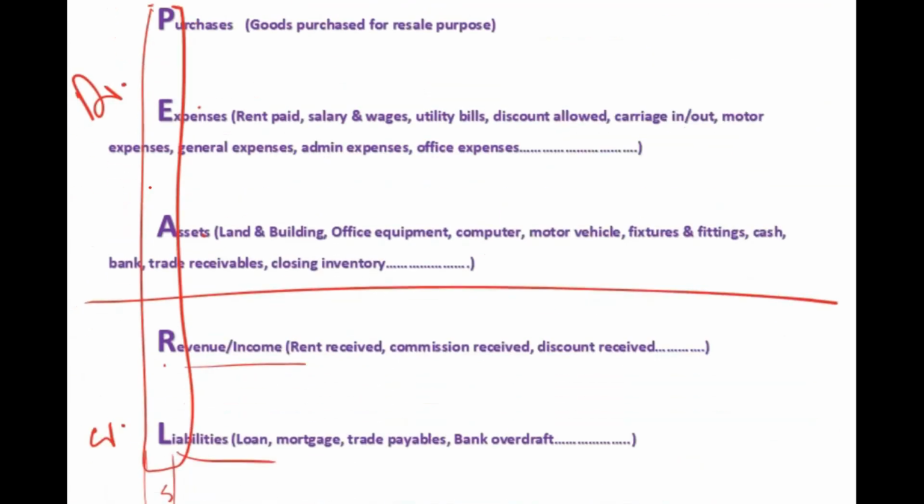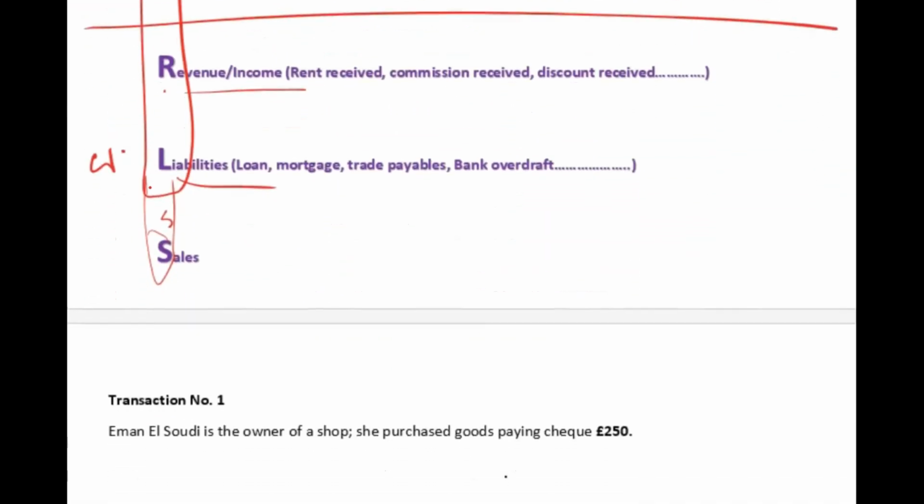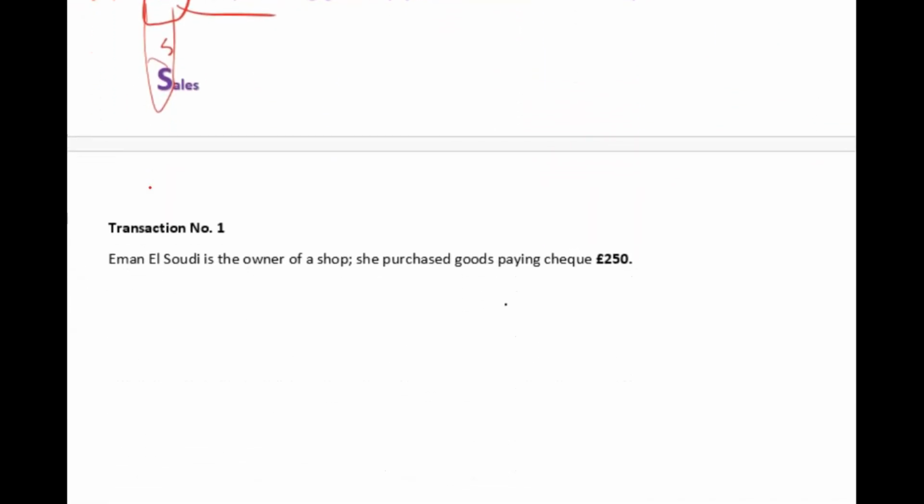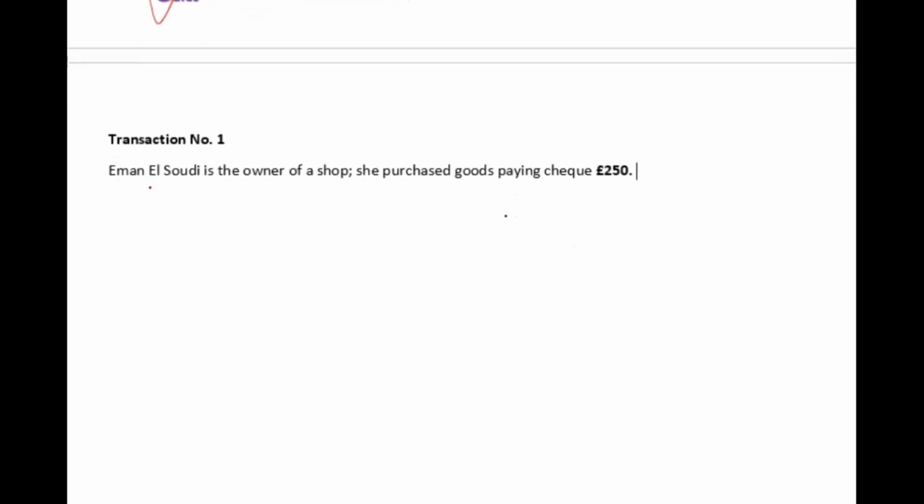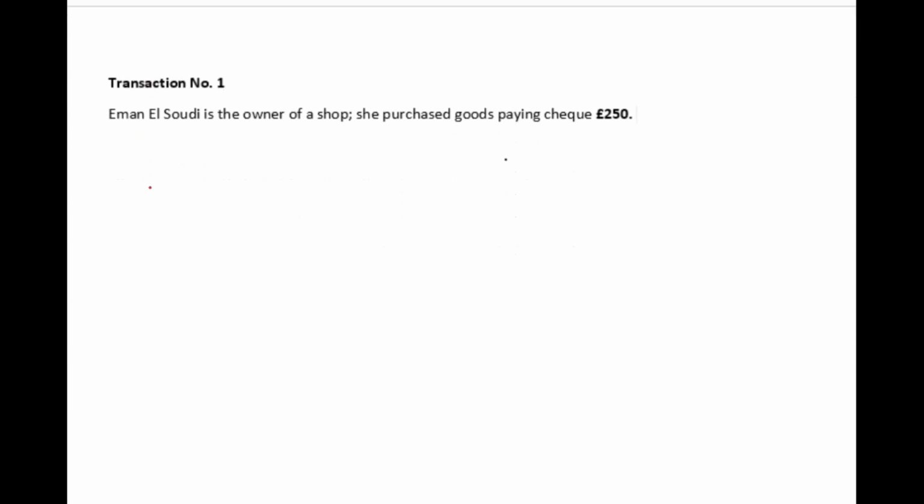Okay, let's move on. I believe you are aware of PEARLS or any other trick to remember your debit items and credit items. We will start with a transaction and put the double entry concept in a T account. This is a transaction. Iman Al Saudi is the owner of a shop. She purchased goods paying by check. Now we told you every transaction has one debit and one credit. What is debit and what is credit then?